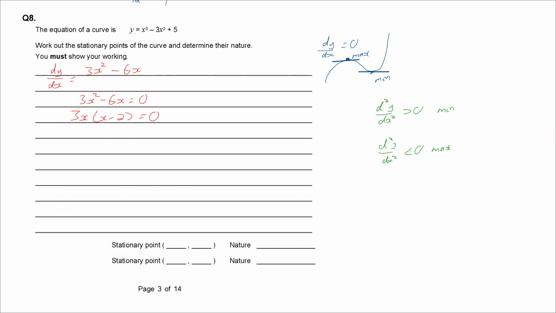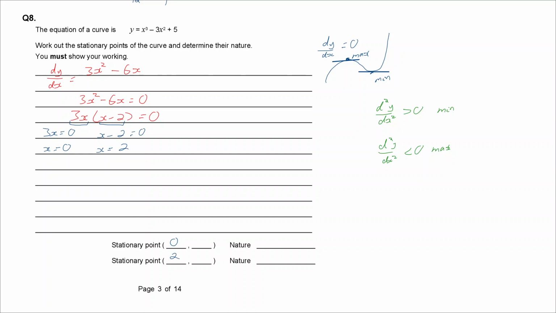Now the two x values are going to be either when 3x is equal to 0, which is where x will be equal to 0, or where x minus 2 will be equal to 0. Therefore, x must be equal to positive 2. So the two x coordinates of the stationary points are x is 0 and x is 2. So these are the two x coordinates.